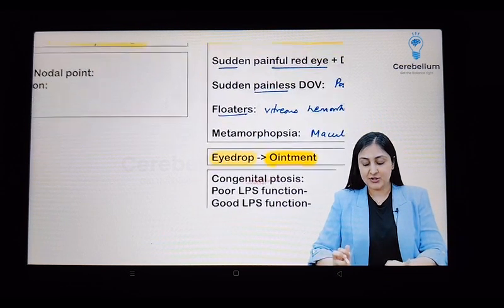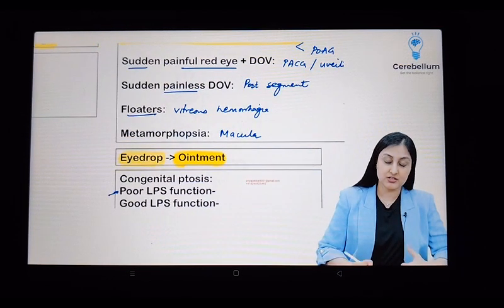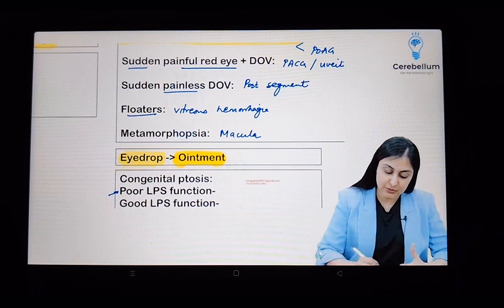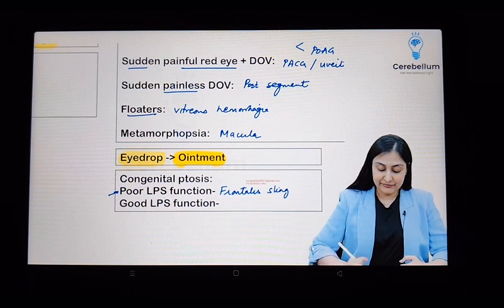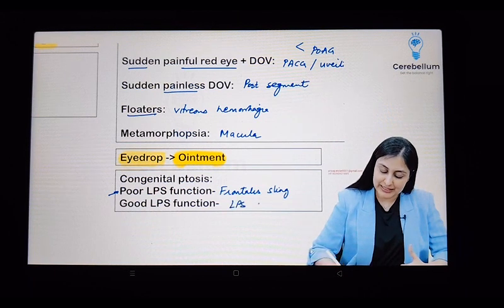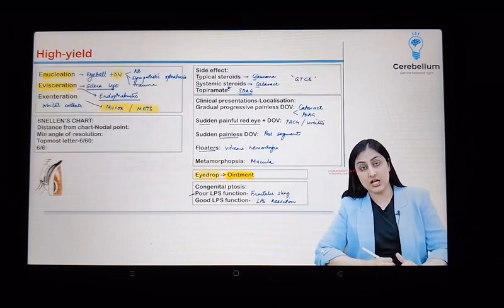Okay, for congenital ptosis, a very difficult topic as such, only two questions have been asked again and again. One is, what is the surgery you would do if LPS function is poor? You would be doing a frontalis sling procedure, and if LPS function is good, you want to do an LPS resection. So these are two procedures that you want to remember which have been asked.